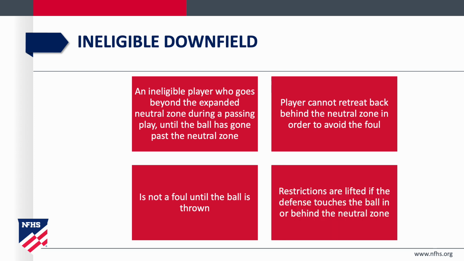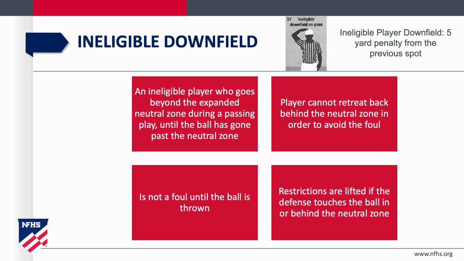Once the defender touches the ball in or behind the neutral zone, the restriction is lifted and ineligibles can move downfield. However, if the player goes beyond the neutral zone before the pass is released, they have still committed a foul. Ineligible player downfield is a 5-yard penalty that is enforced from the previous spot.